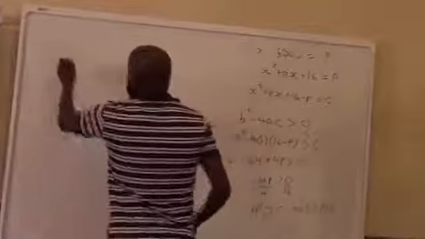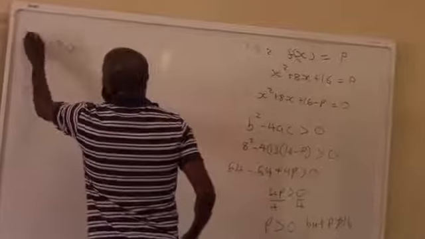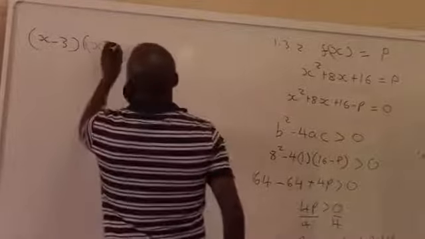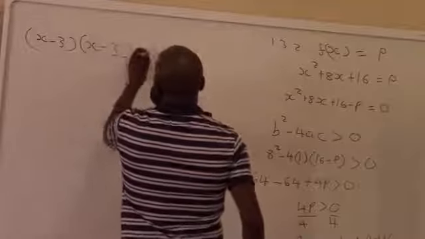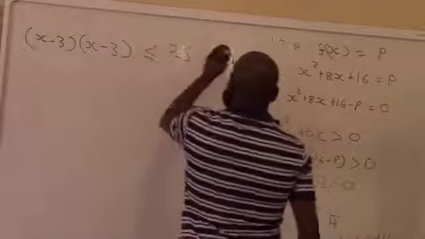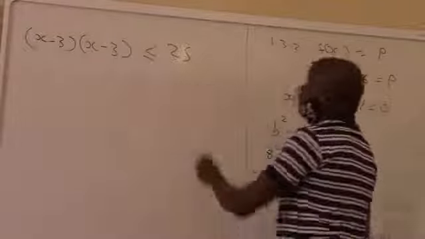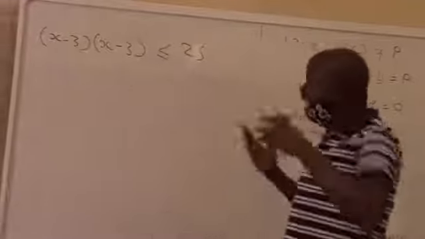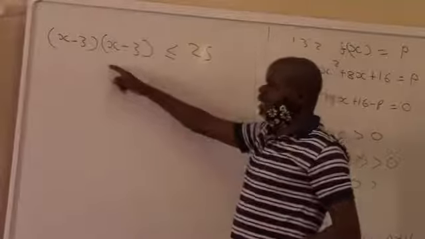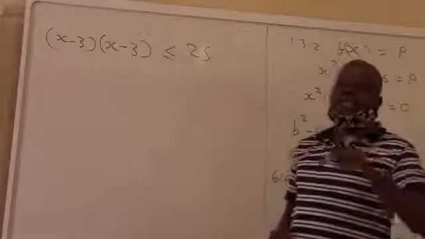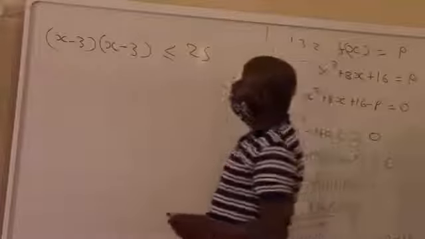So the other inequality that we may have is (x − 3)² ≤ 25. The inequality sometimes may come in that format or in any other format, but what we need to do again is make sure that it's rewritten in standard form. So how do we rewrite it in standard form?